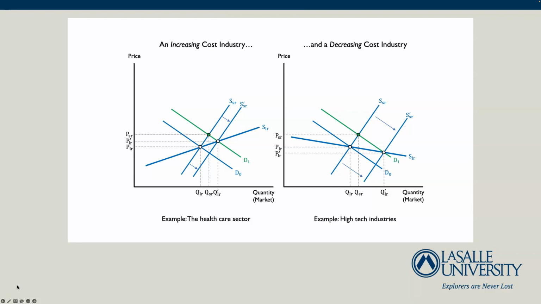That initial increase in demand is met by an even larger increase in supply, and that leads to falling prices over time. That's why this long-run supply curve is downward sloping in these high-tech industries, and that's why we would call that a decreasing cost industry, because prices tend to fall over time as you have innovative cost-cutting firms entering the market and driving down prices. That is not the case in the healthcare sector. Over time, costs and prices tend to rise, and that's why we call that an increasing cost industry.